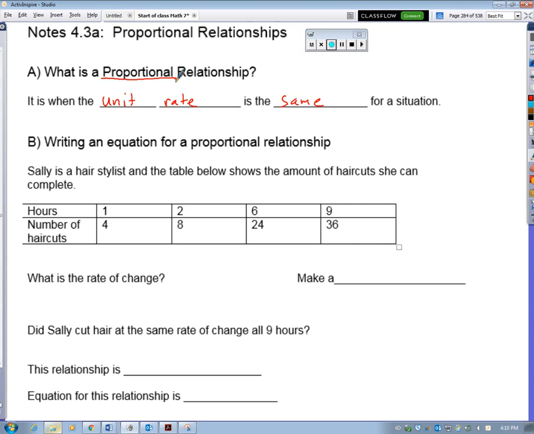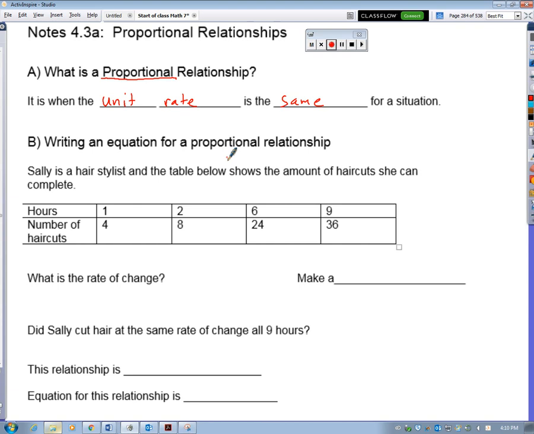Okay, so we're actually going to use that equation that we worked with or made in the last video. We're going to apply that a little bit today so you can kind of see what that's about. So we're going to write an equation for a proportional relationship. That's the first thing we're going to do.